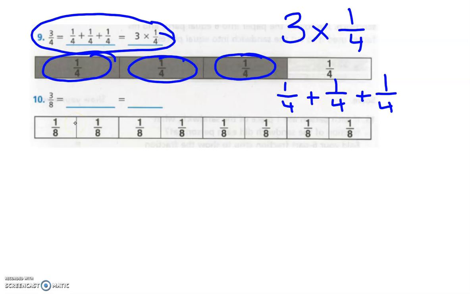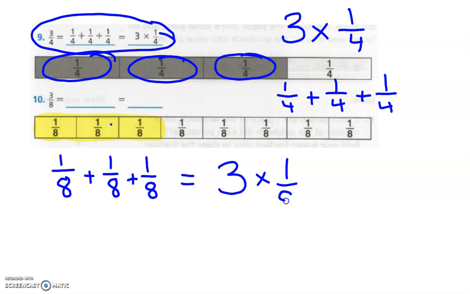Same is true over here for 3/8. I'm going to switch this to a highlighter, and they told us to look at 3/8. So I'm going to highlight 3/8, and then let's talk about what that means. 3/8 would be the same if I added 1/8 3 times. That means the same thing. It would also equal the same thing if I told you that I had 1, 2, 3 of those 1/8 shares. So 3 times 1/8 is also 3/8.